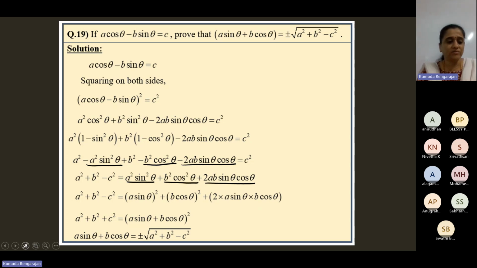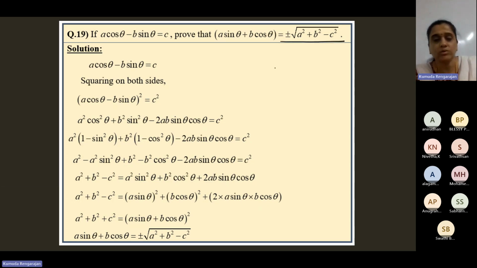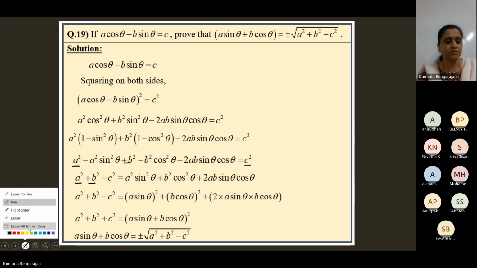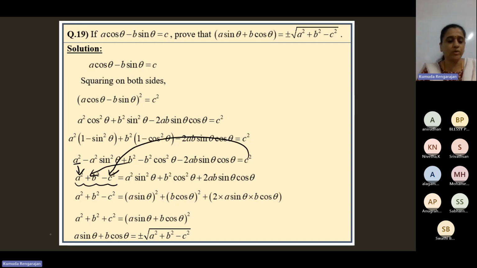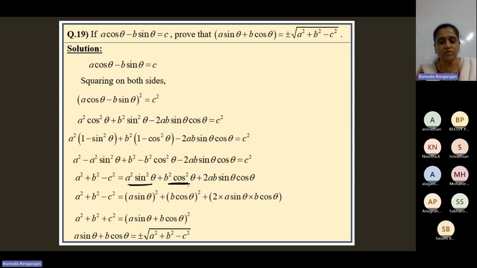Why like this? Because from this we take the clue. From this one, we take the proof. We can see that we have A square plus B square minus C square. So here we have A square plus B square. So we would like to have minus C square along with them. So C square is here. So when you transpose, minus C square. Correct? A square plus B square and transpose. So it will be minus C square. So have these three terms on one side. Take the remaining terms on the other side. So now this is A sine theta, the whole square. This is B cos theta, the whole square. And the middle term, 2 into A into B. So 2 into A sine theta into B cos theta, which makes this one.